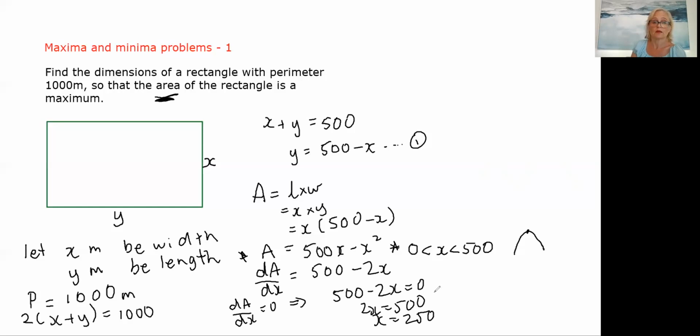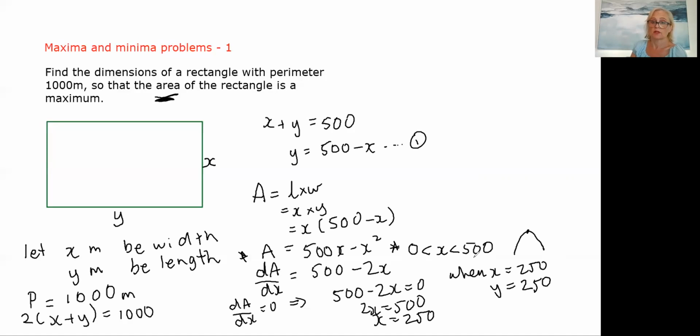All right. So now, when x is 250, what is y? Well, if we sub it into here, we get y as 250. Does that work? Well, yes. 250, 250, 250, 250 gives you your 1,000. What have we got? We've got a square. Now, we can just check the endpoints. At the endpoints, you're actually going to get 0 as your area.